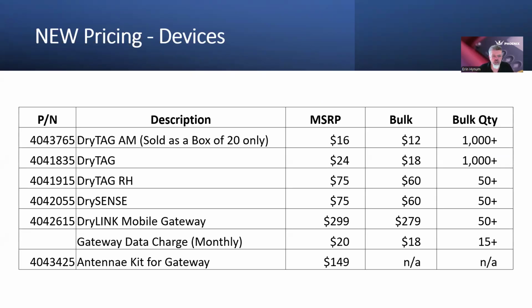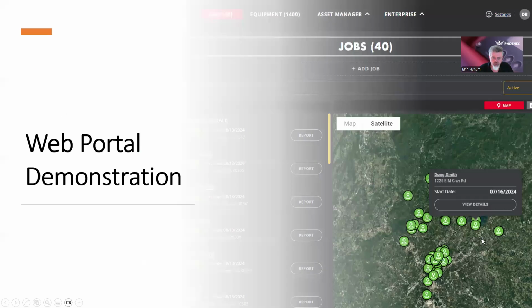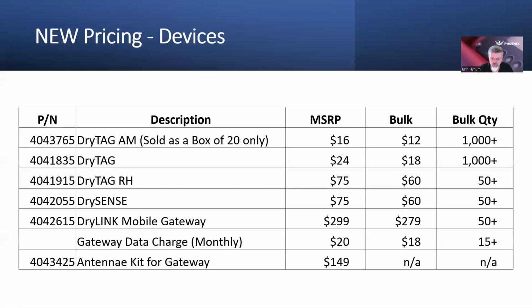Here's our new pricing on devices. You can see MSRP in bulk. This is for DryTag AM, that's the asset manager only. Bulk quantities are 1,000. Here's pricing for DryTag that has the accelerometer inside of it. These are items used for remote monitoring.